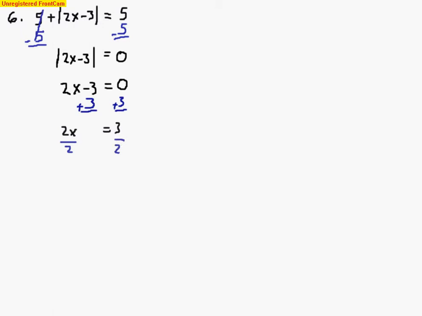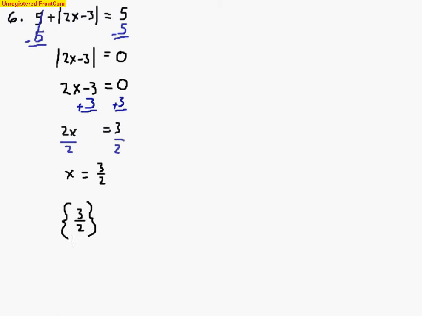Now 2 does go into 3, so we could write it as a mixed number as well. But we're only getting one answer, so I'll just leave it in the improper fraction form, and that's okay. Again, we can write this as 1 1/2 or 1.5. But notice that we don't have 2 solutions. And the reason we don't have 2 solutions is because the absolute value equals 0. So whenever the absolute value equals 0, we're only going to have one solution, the 3 halves. We can even still put this in a solution set. The solution set is just one number, and it's 3 halves.